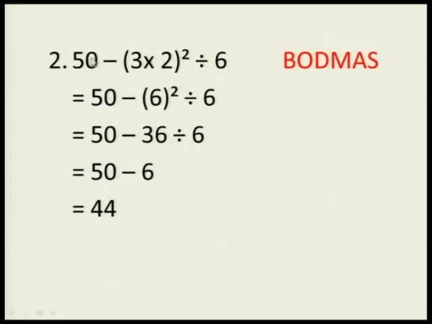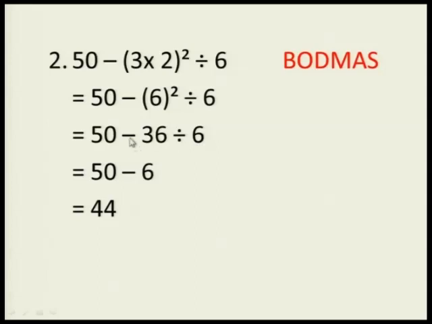The next one, 50 minus 3 times 2 in brackets squared divided by 6. 3 times 2 is our bracket, so we must do that first. And 3 times 2 is 6, and then we square it, so we get 6 squared, and here we get 36. The 50 just gets brought down every time. The 6 gets brought down every time.